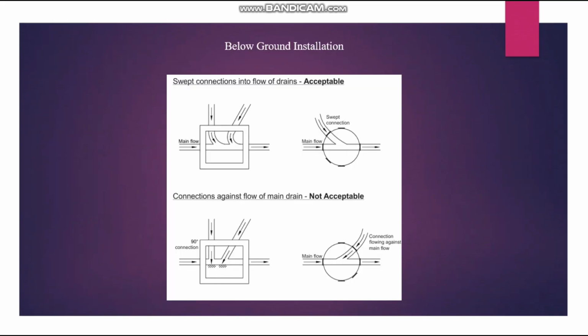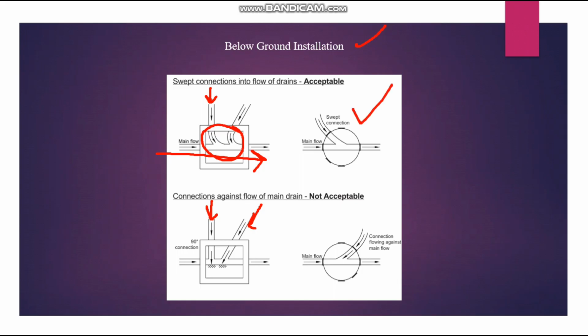Okay, so the same thing you need to follow. This is another rule, below ground installation. For example, this is the main pipe, flow is going in this way, and you have the pipe connection from the house connection or other things coming to this area. So you cannot connect directly like this one. You cannot connect directly like this one. You have to make the entry like a swept entry. We have to follow this kind of connection to the main line.